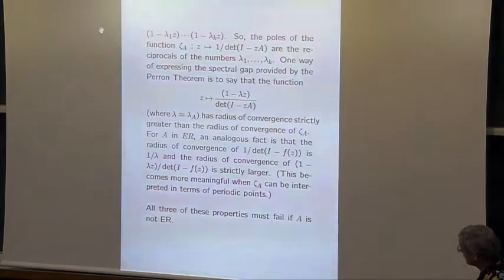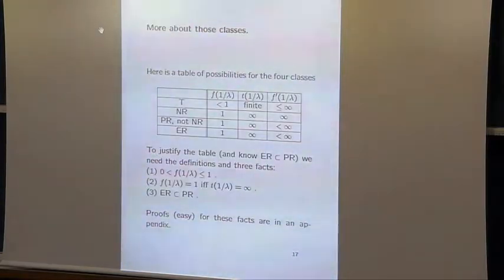And especially it becomes more meaningful in dynamical system situations in which this zeta function can be interpreted in terms of periodic points. Okay, now all three of these properties must fail if A is not exponentially recurrent. It's not that they might fail, they will fail. Okay, so this is kind of an important thing for the sharpness. It's the exponentially recurrent ones which are kind of the good old time religion of the finite Perron theorem. Okay. Well, let's go back. So that's more or less the statements.